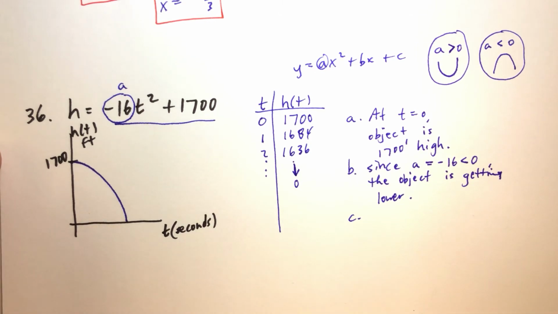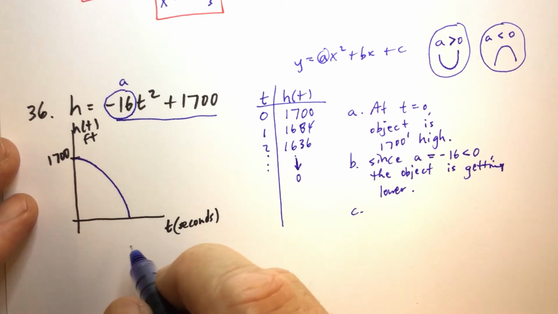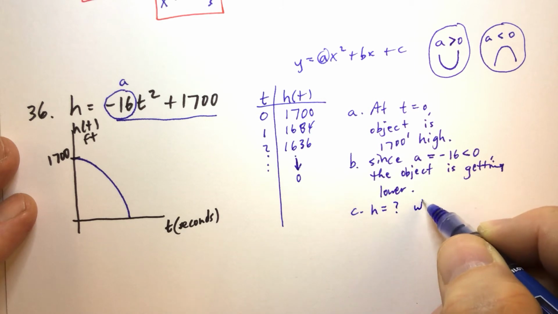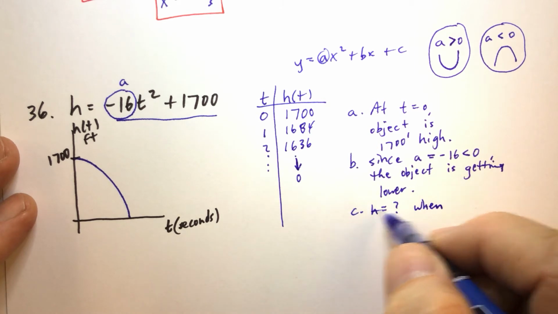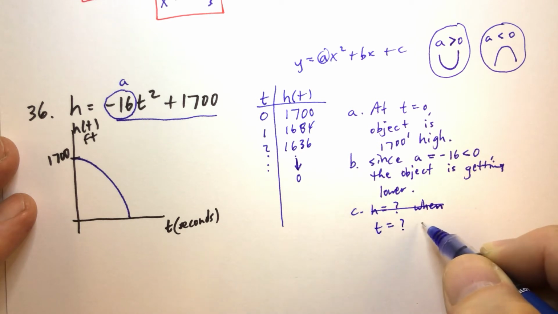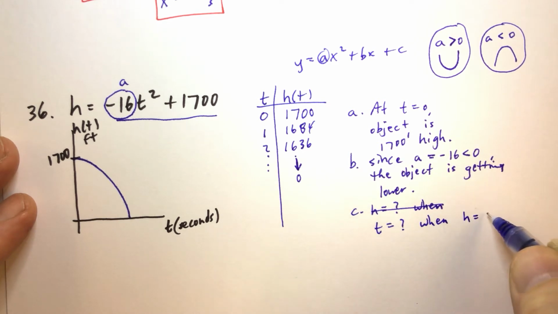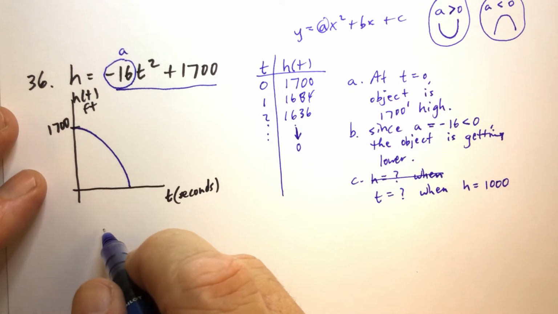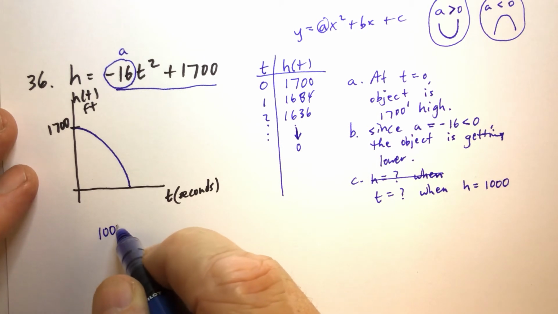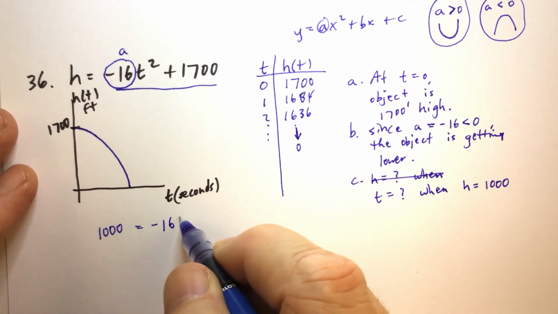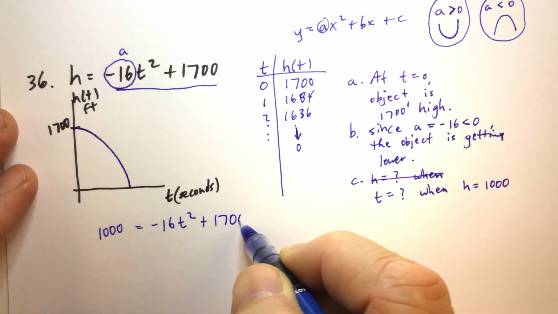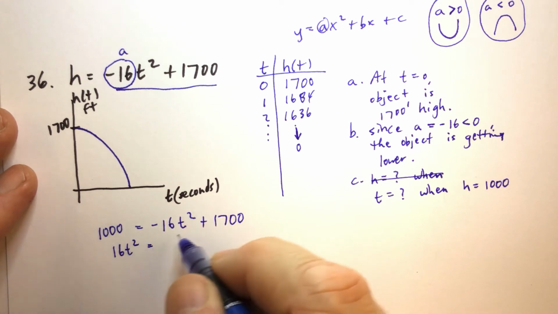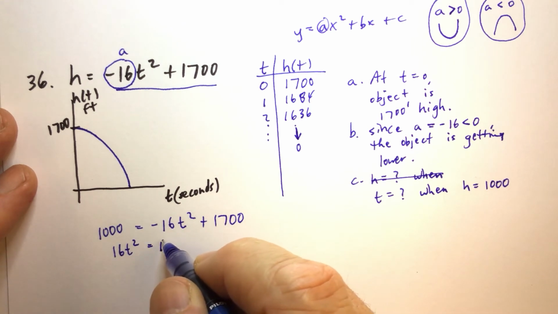Well, we want to know, so part C is asking us t equals what when h is equal to 1,000. So how do we solve that? Well, we solve that by setting h equal to 1,000 and figuring out what the t value is. So if we add 16t squared to both sides and we subtract 1,000 from both sides, then we would get 700.